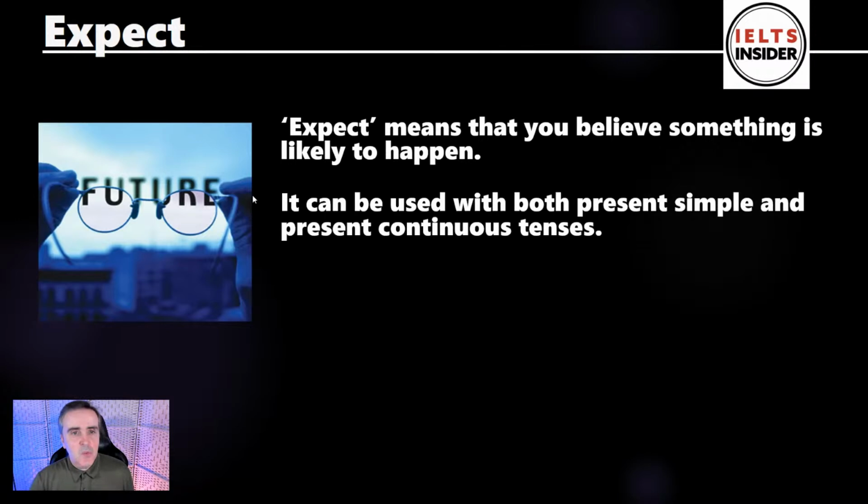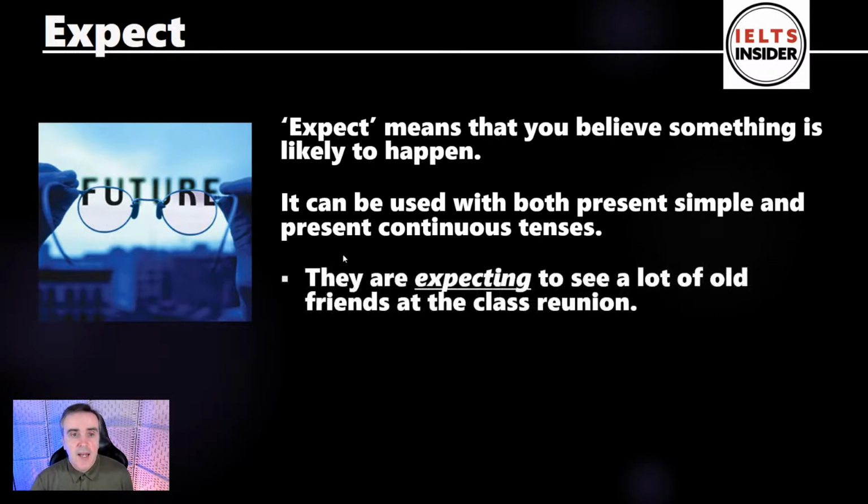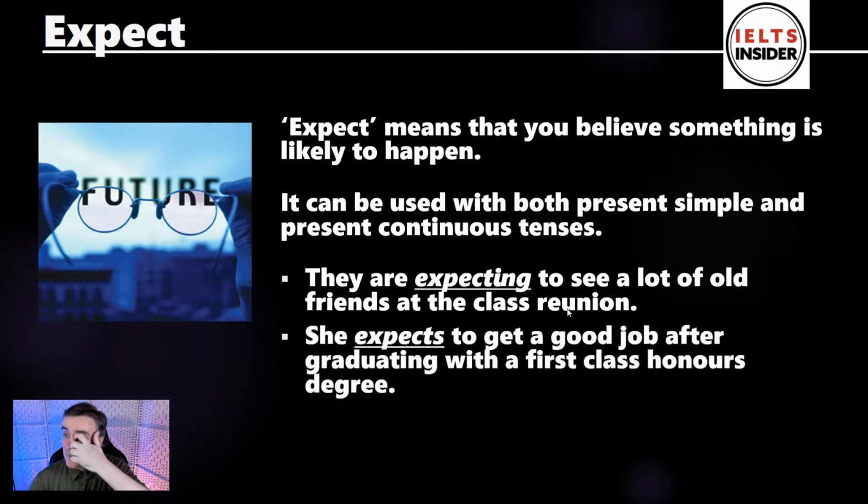So again, this is one of these words that could be used with the present simple or present continuous. And again, some examples. They are expecting to see a lot of old friends at the class reunion. Well, when you go to a class reunion, that is usually what happens. So it is likely that they're going to meet a lot of old friends. So they are expecting this. They think this is likely to happen. It has a good chance.